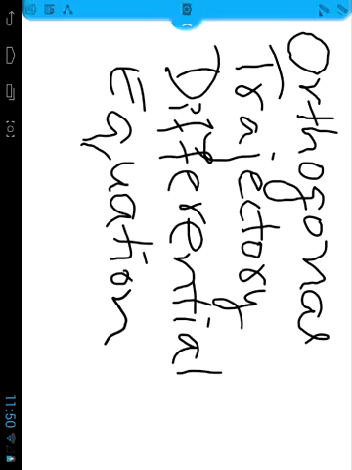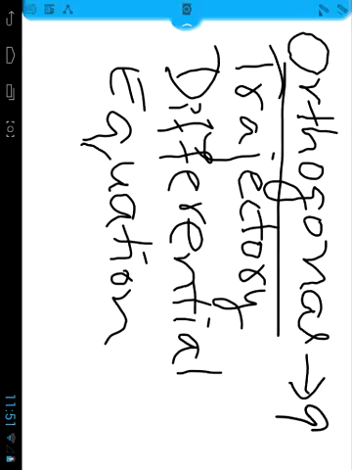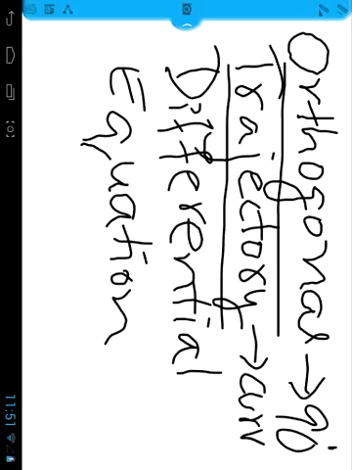So, breaking up the name, orthogonal, what comes into your mind? 90 degrees, right? Or perpendicular. Trajectory, projectile motions, curves. So, I can say that we're talking about curves here. And differential equation leaves us with an equation which involves a derivative.